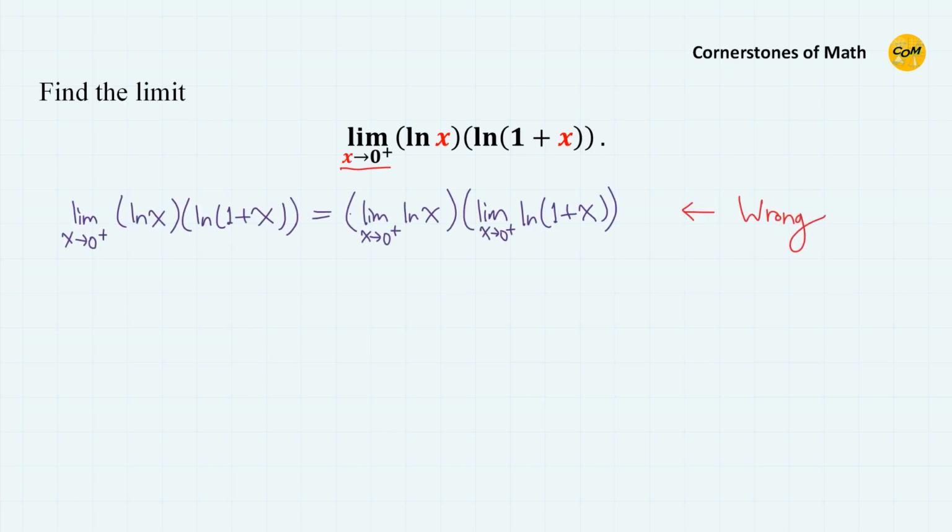First, we cannot split this limit into the product of the limit of ln x and the limit of ln(1 + x). You see, the first term goes to negative infinity and the second term approaches 0. That is, the product of the infinitely large term and infinitesimally small term, which is indeterminate. We cannot definitively tell the value of the limit when the limit is given in this form.